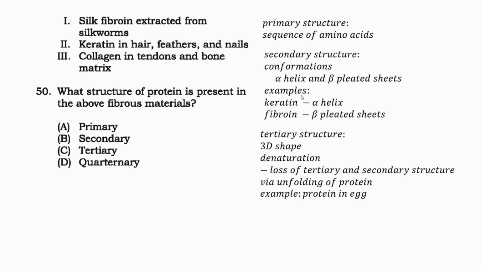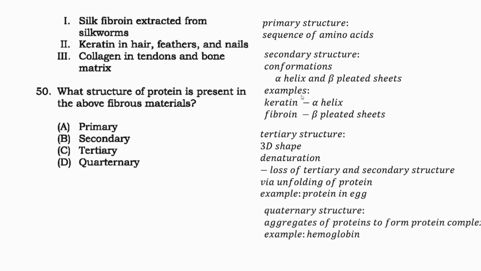And finally, we have our quaternary. So kumbaga para siyang combination of different tertiary structures ng protein na nag-aggregate to form protein complex. So yung example natin dito ay hemoglobin. Since ang tinatanong sa problem yung structure ng silk, fibroin, keratin, and collagen, ang sagot natin ay secondary structure. So that is B.